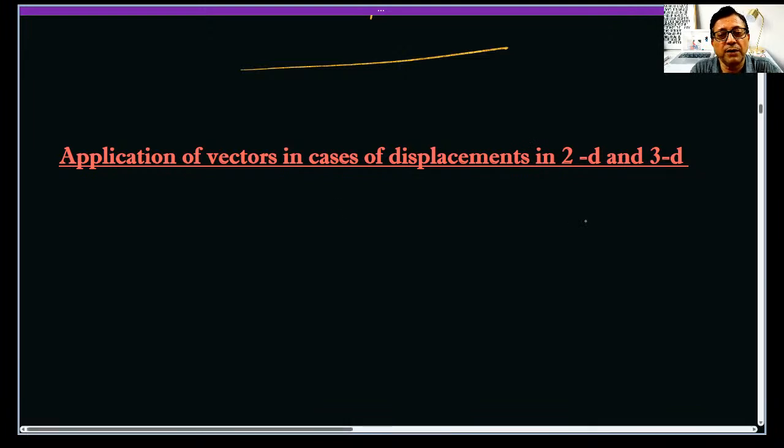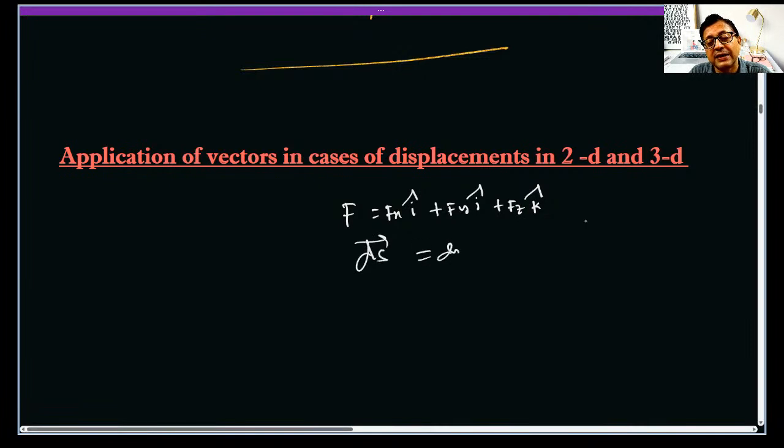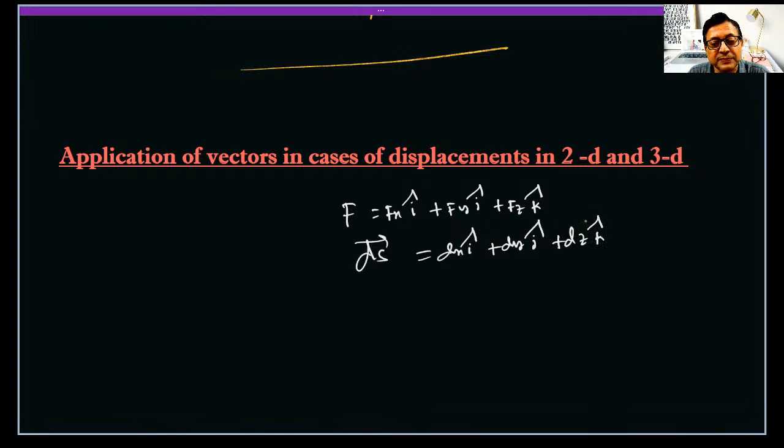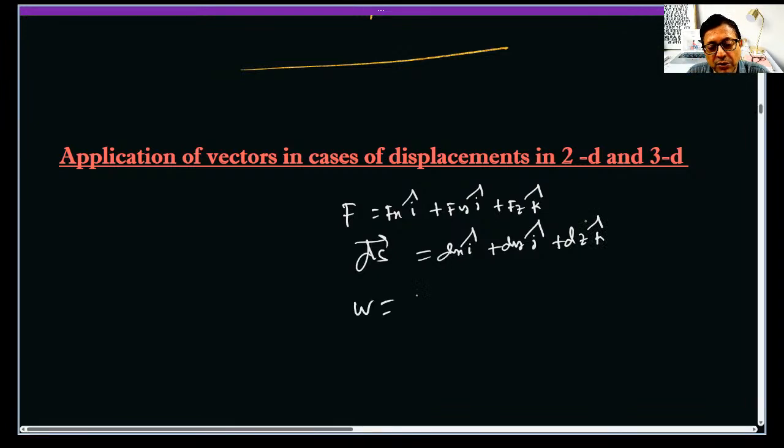Suppose the force vector F is equal to Fx i plus Fy j plus Fz k, and displacement vector ds is dx i plus dy j plus dz k. Okay. So W is equal to F dot ds.